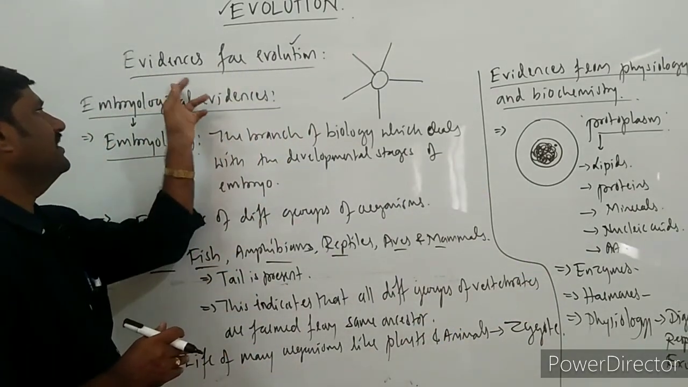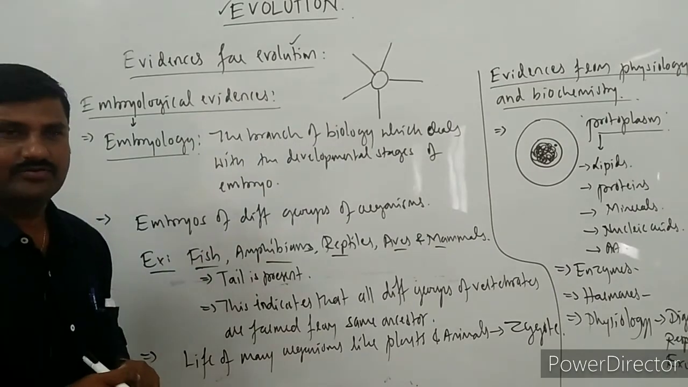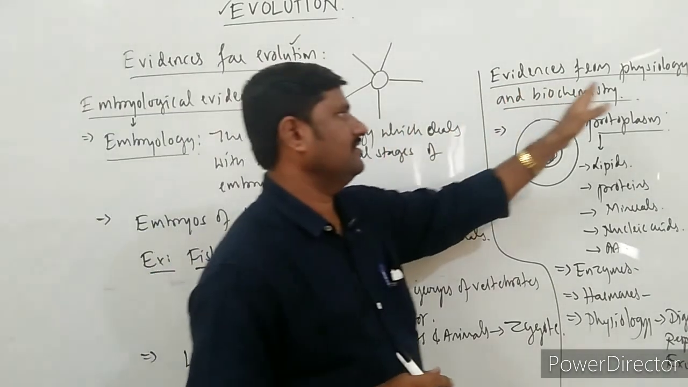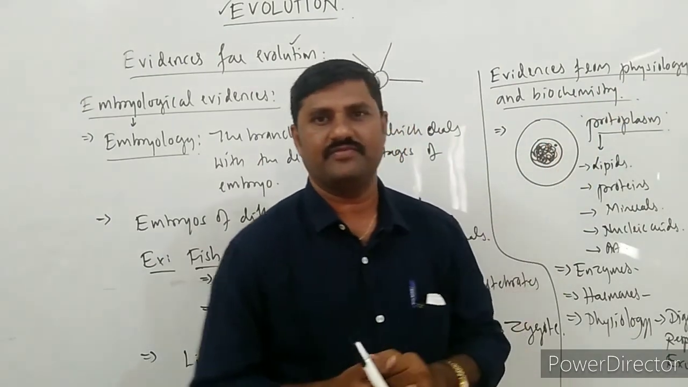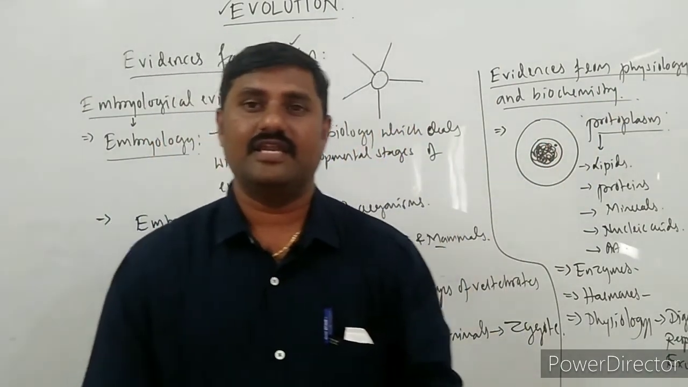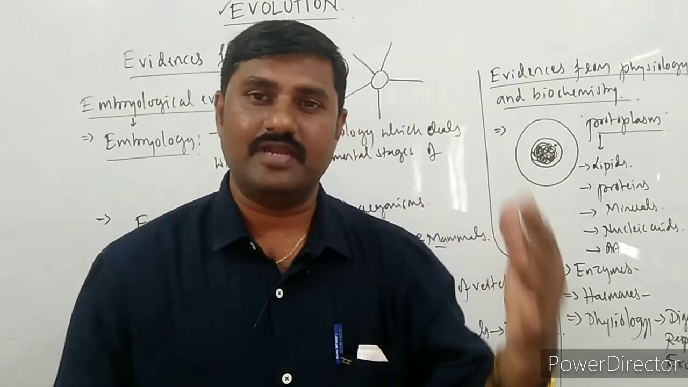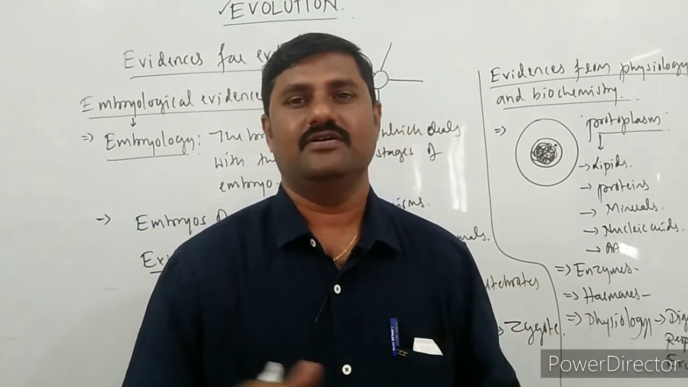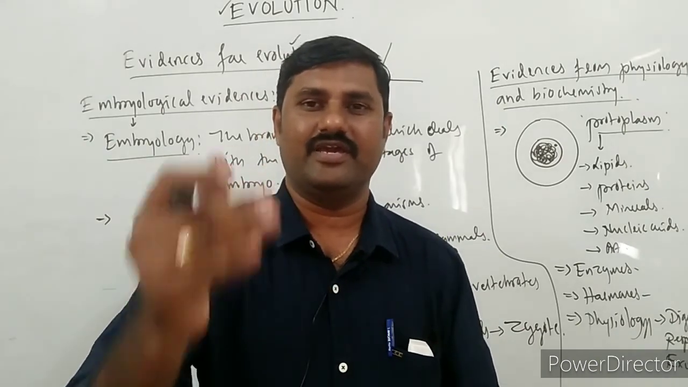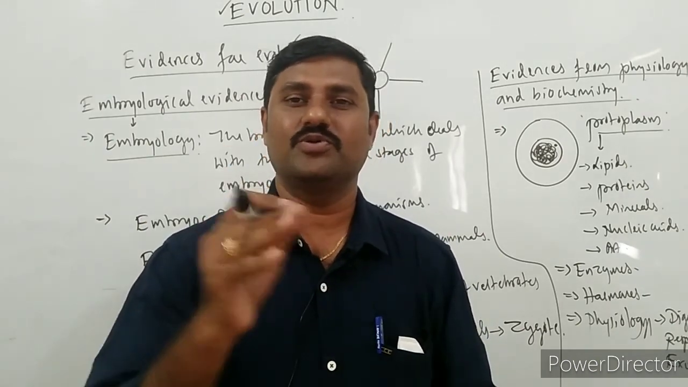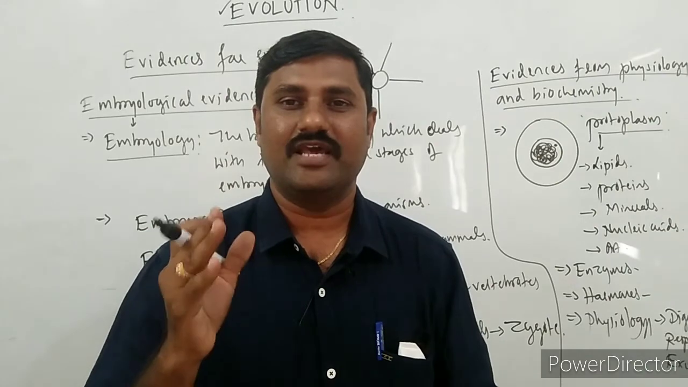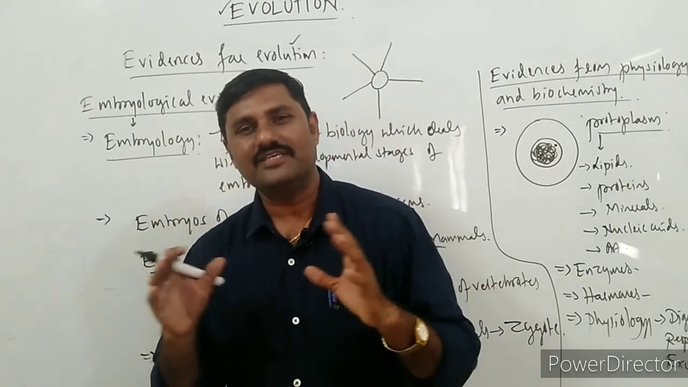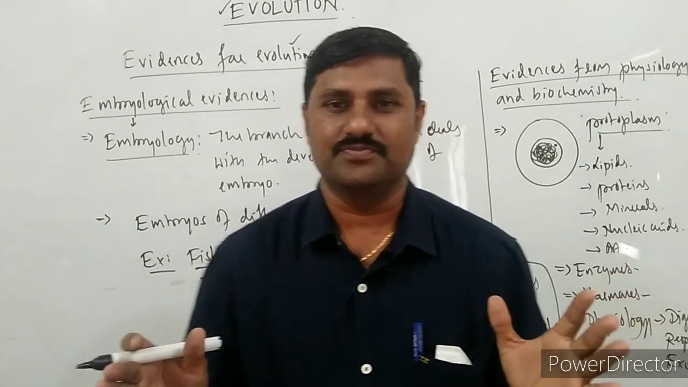These are all the best evidences for evolution. So embryological evidences, physiological and biochemical evidences, paleontological evidences, morphological as well as anatomical evidences. All these are the different evidences that we come across, which totally prove that evolution has taken place on this earth. I hope all these points are very clear to you, right?